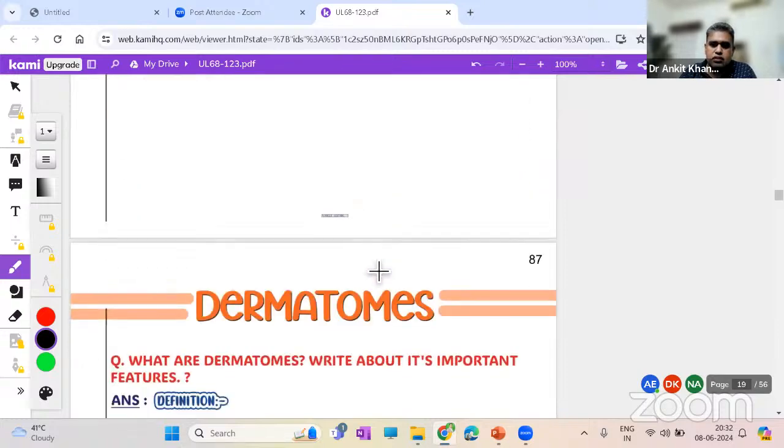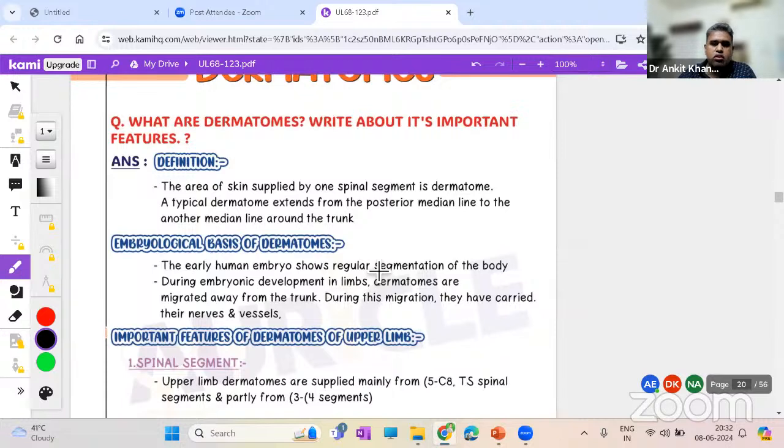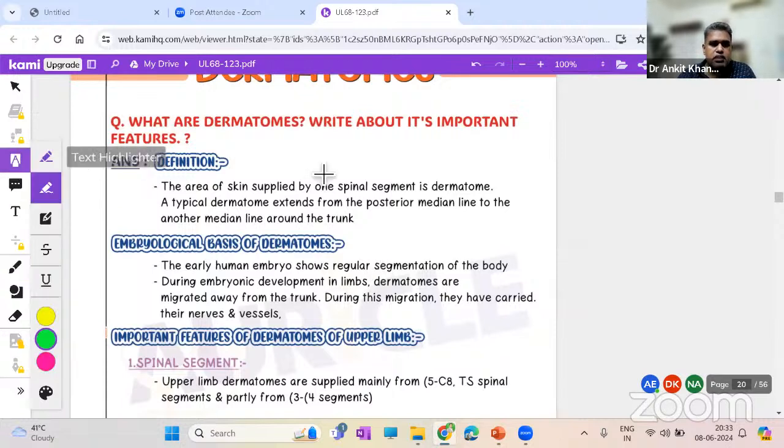Then cutaneous nerves of the upper limb are done. Now coming to dermatomes. Dermatomes, as we already discussed, are the area of the skin supplied by one spinal segment. That's the definition of a dermatome. Remember, there's a lot of overlapping. It doesn't mean that if you see an X-ray or an MRI and see that C6 is damaged, then the area from here to here will have no sensation. It's not like that. There's a lot of overlapping, you'll see.